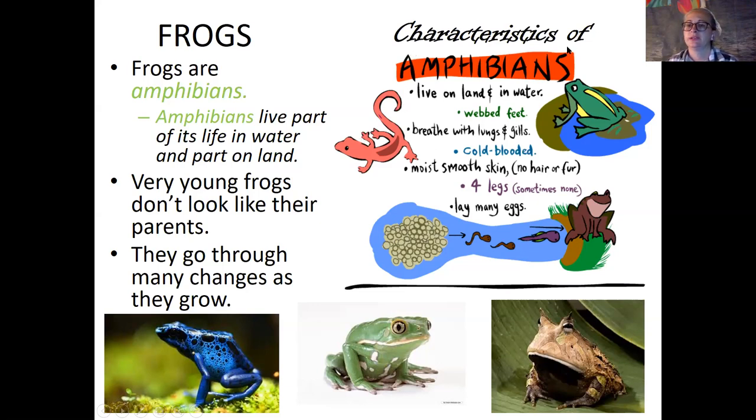Here are characteristics of amphibians. We need to know that they're amphibians. We know that they live part in water and part on land, but there are also some other things about amphibians. They live on land and in water. They have webbed feet. They can breathe with lungs and gills. They are cold-blooded. They have moist, smooth skin. They have no hair or fur on them. They have four legs, but sometimes they have none. Most of the time, four legs. And they lay many eggs.